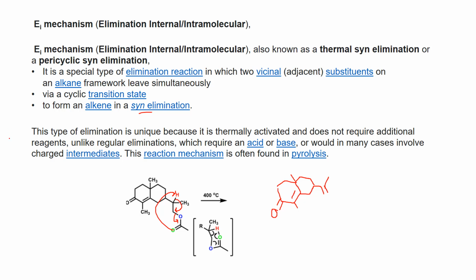So what are the main points of this elimination? It is a special type of elimination reaction in which two vicinal substituents on an alkane framework leave simultaneously via a cyclic transition state to form an alkene in a syn elimination manner. In this case, we do not require any additional reagent. And this reaction is often found in pyrolysis.